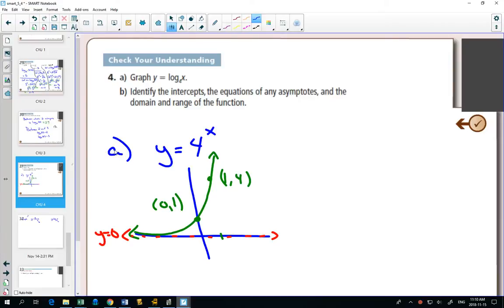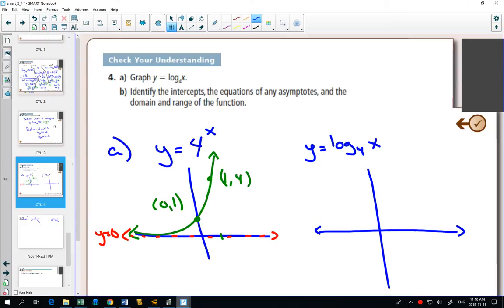And so to graph y equals log base 4 of x, we know that we're going to have the point 1, 0 and the point 4, comma 1. And what's going to happen to the asymptote? Instead of y equals 0, it becomes x equals 0. And your graph curves like that.